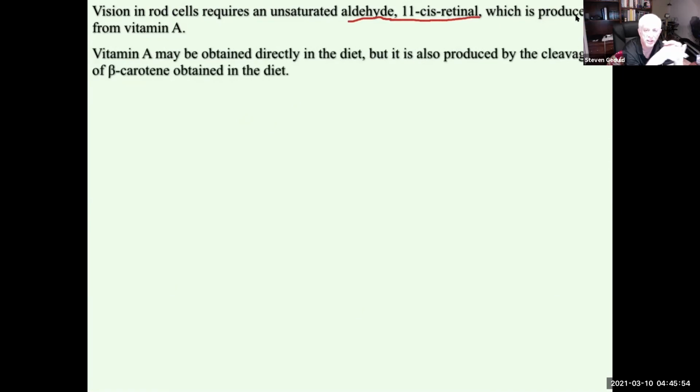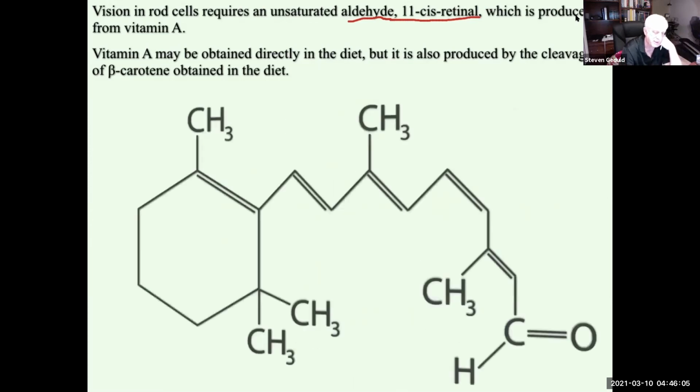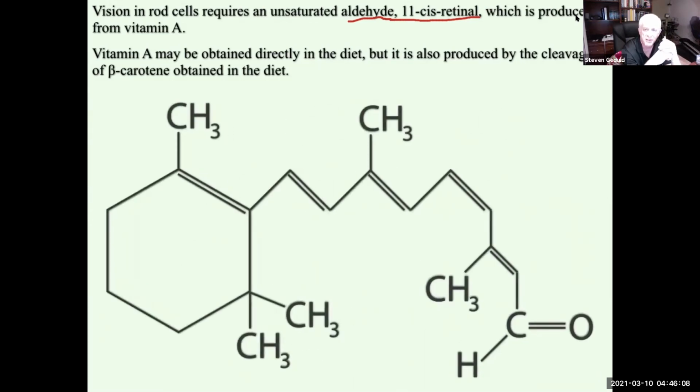Vision in rod cells requires an unsaturated aldehyde. Remember, unsaturated means it has double bonds, multiple bonds. It requires the unsaturated aldehyde 11-cis retinal, which is produced from vitamin A. Vitamin A can be obtained directly in the diet, but it's also made by the cleavage of beta carotene, which is obtained in your diet. So you take vitamin A supplements, or you can get vitamin A from beta carotene. The body can cleave it and make it. And this is 11-cis retinal.